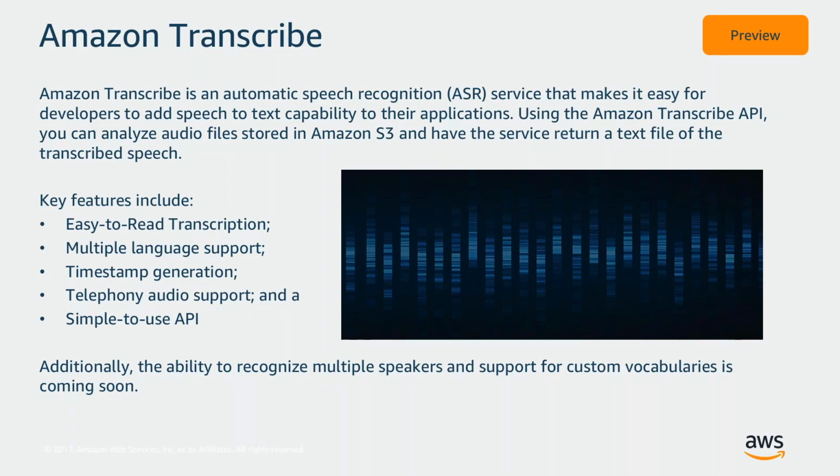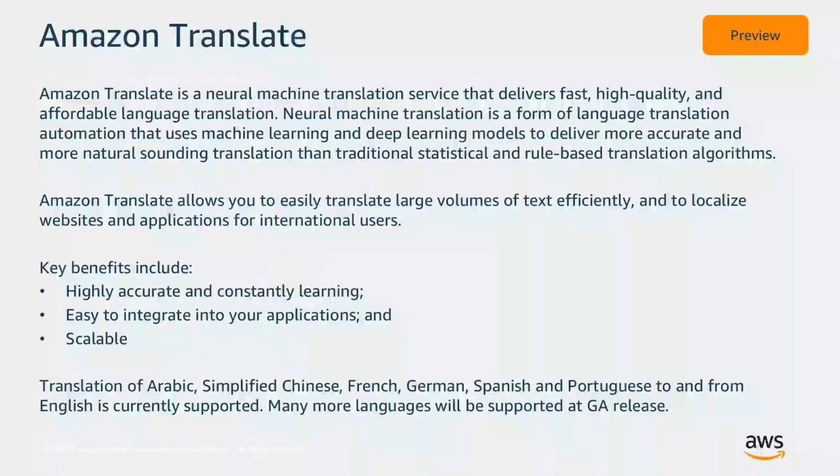So we have an English audio clip transcribed. How do we make that content available for more of an international audience? Amazon Translate can take that text and translate it to Arabic, simplified Chinese, French, German, Spanish, and Portuguese, and from those languages back to English again, with support coming soon for additional languages. It's designed to be a scalable service, able to provide consistently fast and reliable translations regardless of the volume of text that is to be translated.